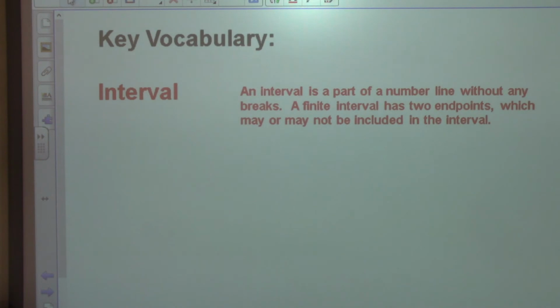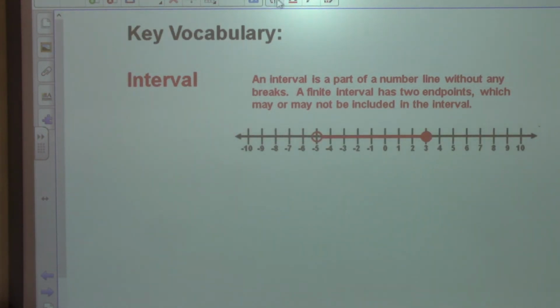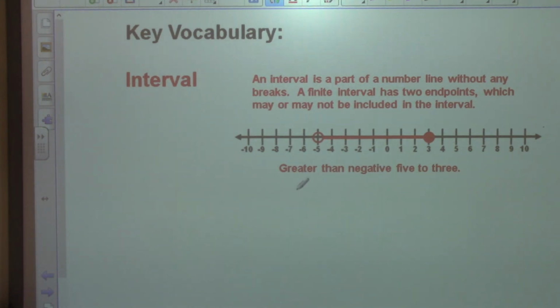The next thing I'm going to do is show you a number line example. Here's a number line example of a finite interval. This interval is written in what I like to call number line notation. You can call it a linear graph, but I like to call it number line notation because it's a way of describing things. Below that it says greater than -5 to 3. That's how you would verbalize what you see on that number line: greater than -5 up to and including 3.